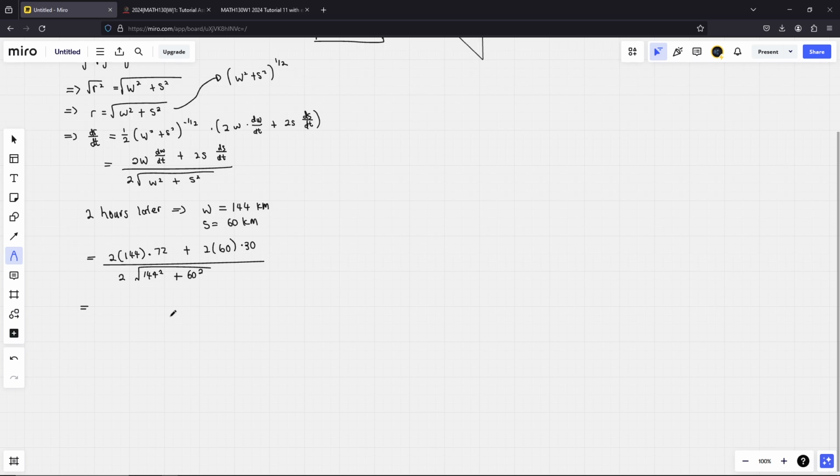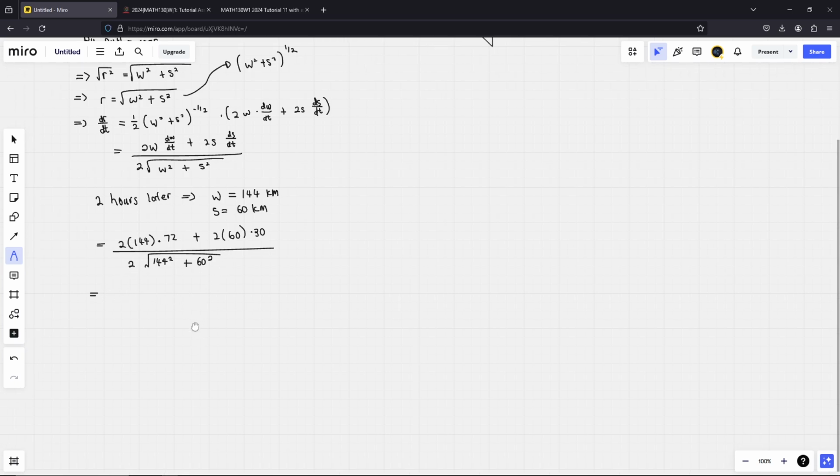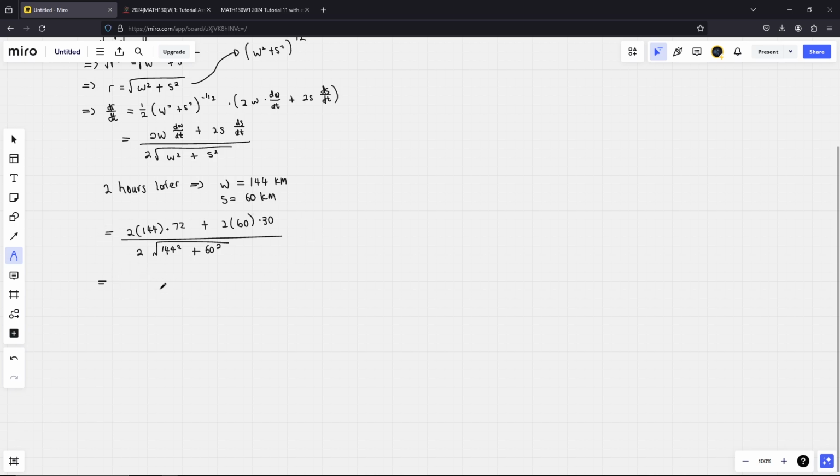And if you put this in a calculator, well, you could simplify this, but yeah, nobody got time for this. Just put this in a calculator, and you should get 78 kilometers every hour. And then you can conclude, you can say, well, hence the distance r between car w and car s is changing at 78 kilometers every hour after 2 hours.